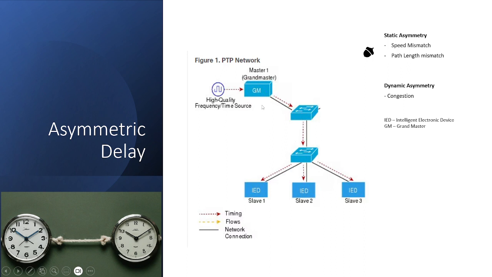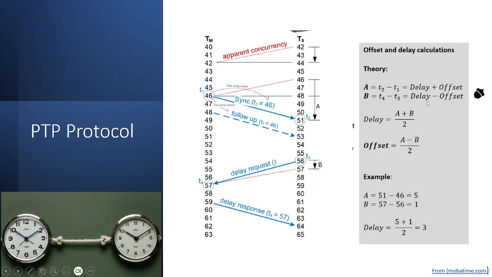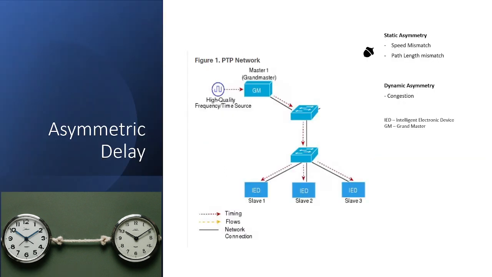So in this case, let's just assume there's the grandmaster and the intelligent electronic device at the end is receiving some of this timing through an L2 switch. There are various possibilities for delay asymmetry. As you saw here, PTP assumed that the delay in the forward path and the backward path are all the same. This calculation is based on the fact that this is not delay 1 and delay 2, it's just delay. And so we assume symmetry, and that's how we are able to use this protocol and determine that.